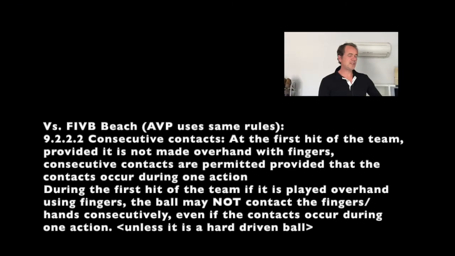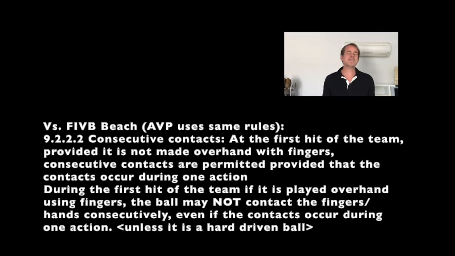In FIVB or AVP, they allow a double contact on the first hit of the team, except when you hand set it. So basically, if the ball comes over the net and you try to hand set that in beach, you cannot double that ball. And it's kind of stupid. I think this is stupid anyway. People hold you to a higher standard. So if the first ball over is easy and you do choose to hand set it, they want it to come out really clean. And there's nothing in the rules about that.